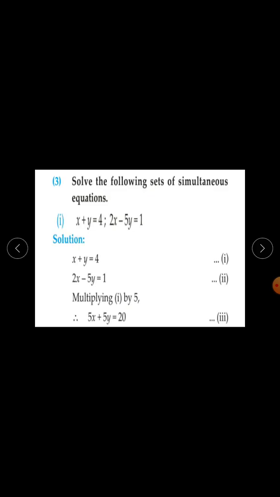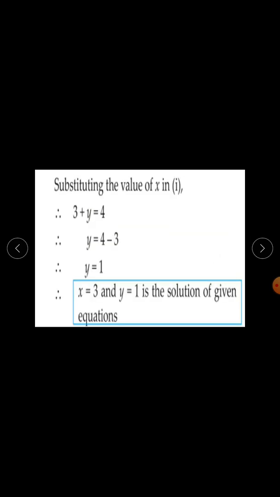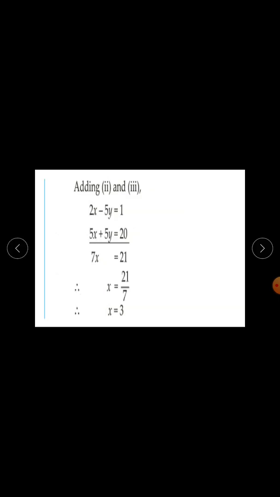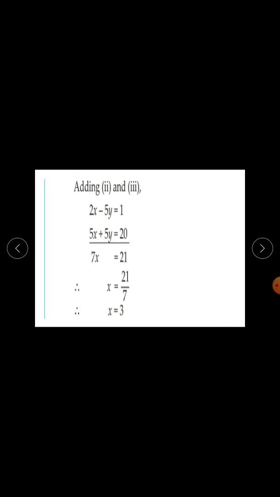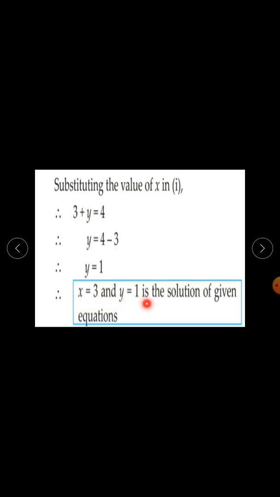Now verify. The value of x is 3 and the value of y is 1. So 3 plus 1 equal to 4. Here also the value of x is 3: 2 into 3 is 6, minus 5 into 1 is 5. So 6 minus 5 equal to 1. So x equal to 3 and y equal to 1 is the solution of the given equations.